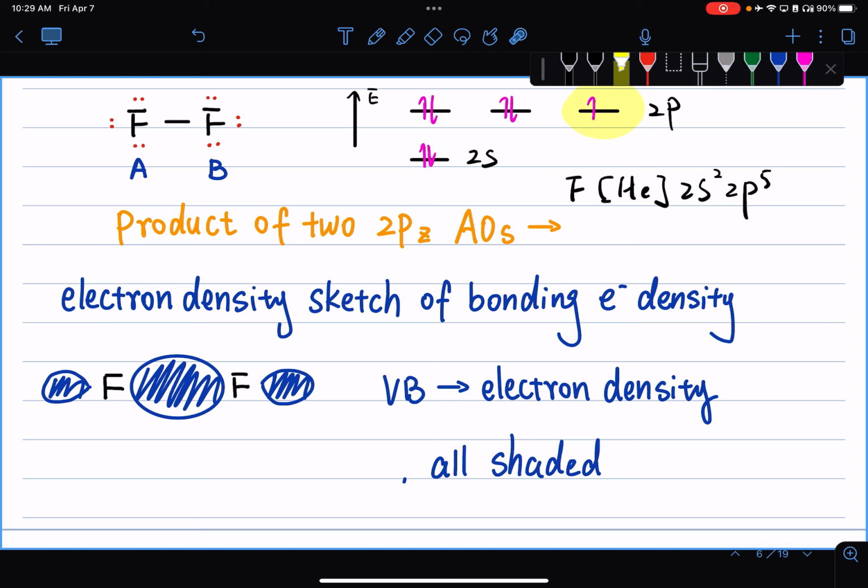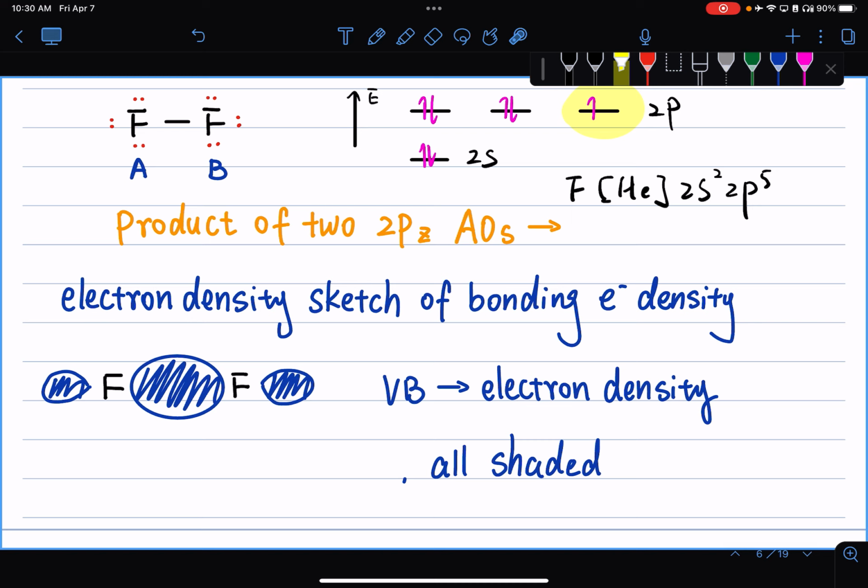The requirements for chemical bond formation are, one, it must come from singly occupied atomic orbitals, and two, these atomic orbitals must have big overlap with each other. In this case, the two p atomic orbitals are pointing directly towards each other, so they have big overlap. All right, so far so good. We want singly occupied atomic orbitals to form a chemical bond using valence bond theory.